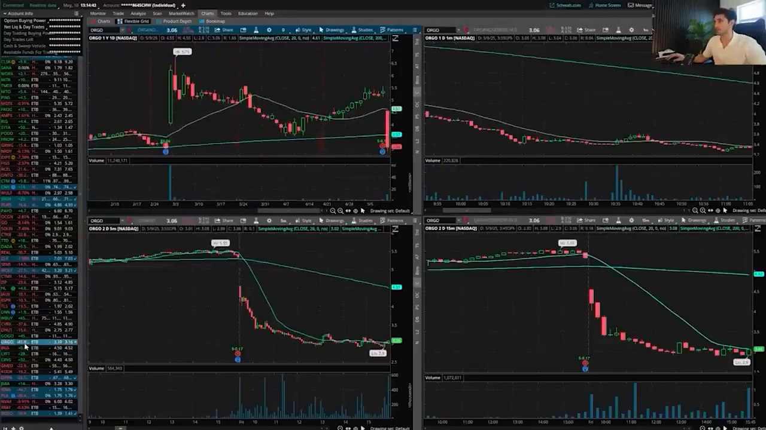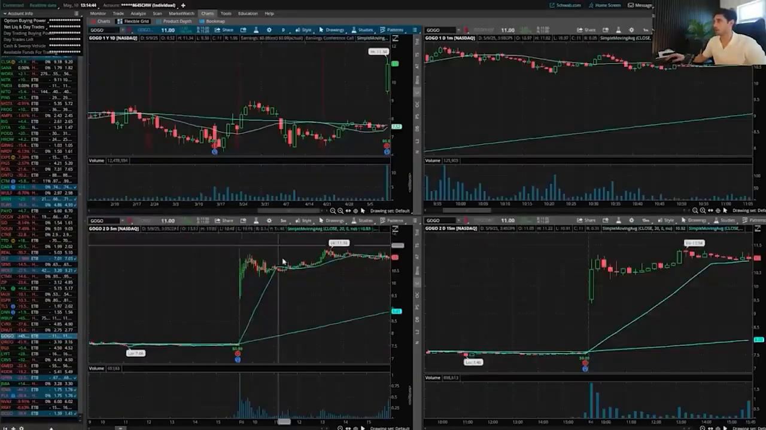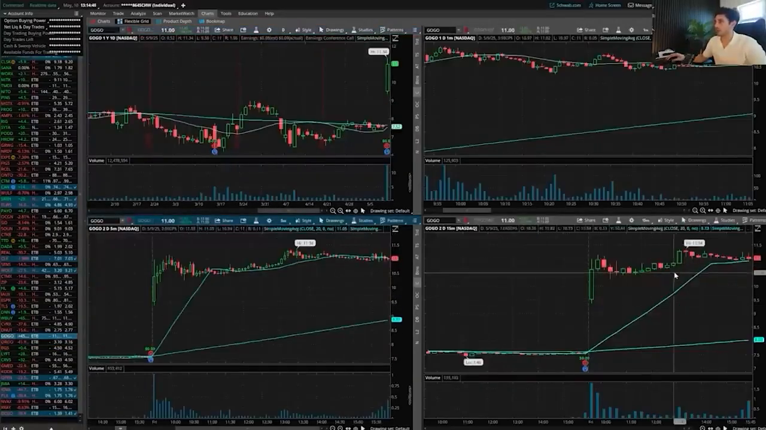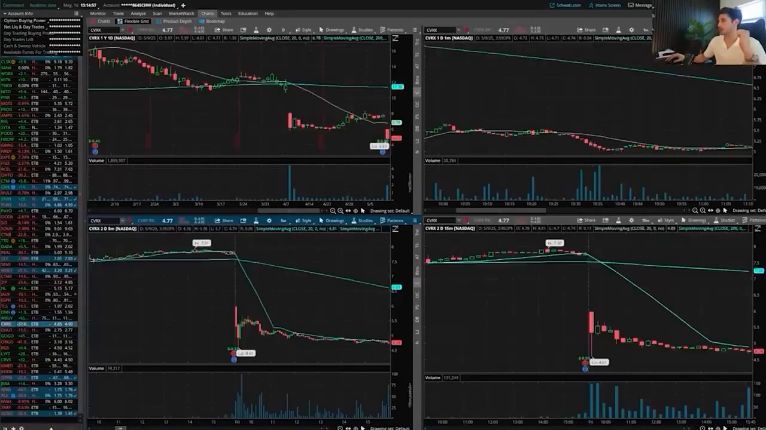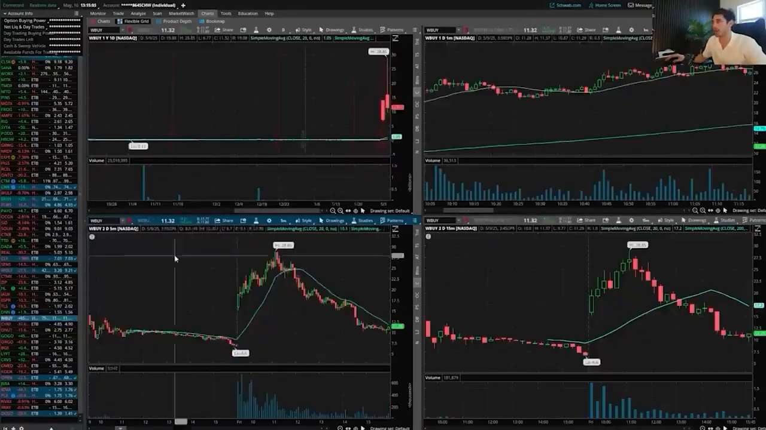Let's see, what else? The GoGo, same thing with this. Didn't quite hit the 20 MA, but this was a nice breakout. And then it respected the 20 MA as it was moving higher. We really want that 20 MA to be trending and not flat, right? Let's look at the CRVX, same thing here. I mean, all of these, if you just look at every time frame, it really respects the 20 MA.